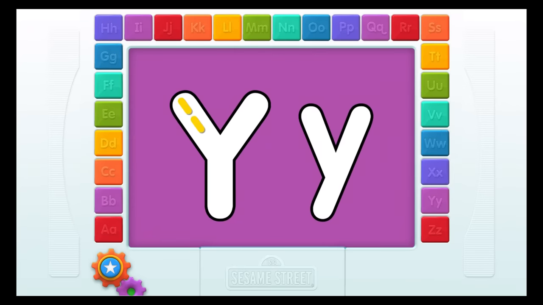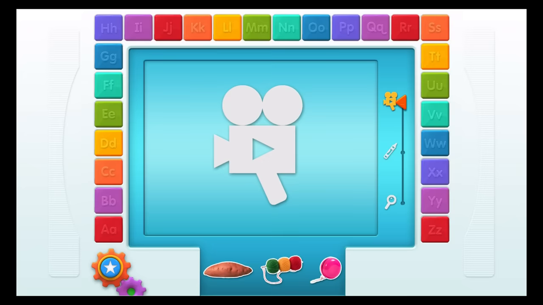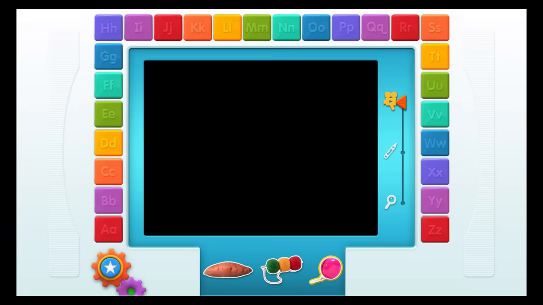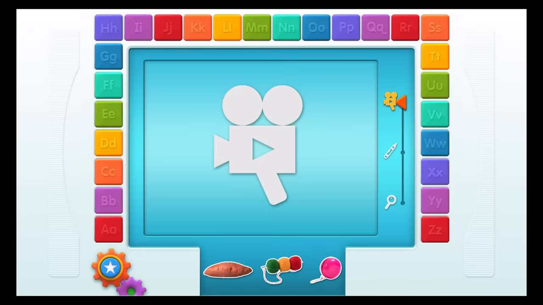Y. Oh, boy! You know what to do. Just follow the yellow lines to make the letters. You drew a letter. Now, make the lowercase letter. Y. You made them both. Hooray! Video! Touch something in the blue tray. Y. Yo-yo! Y. Yo-yo! Touch another thing that starts with your letter. Y. Yarn!